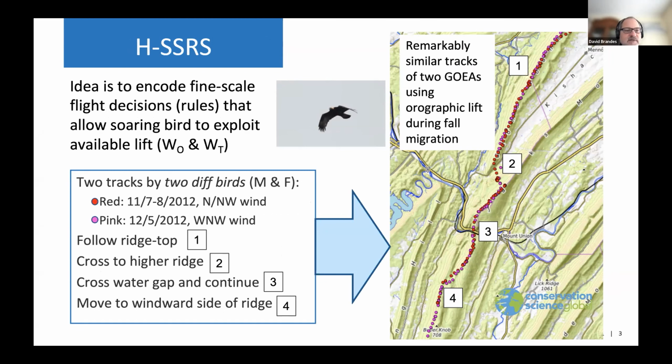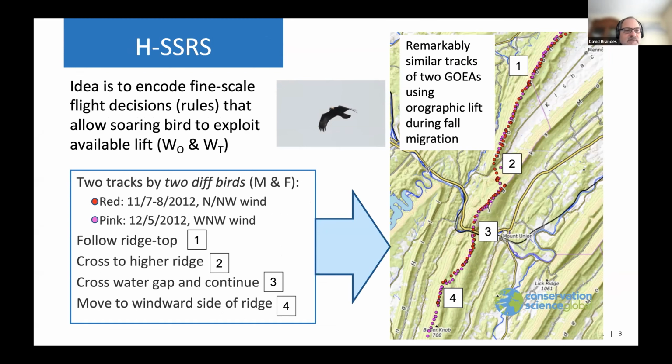I wanted to show these tracks. This is telemetry data, approximately 1 minute resolution. These are two individual golden eagles, a male and a female, moving down the same terrain features about a month apart, and really remarkably similar tracks.